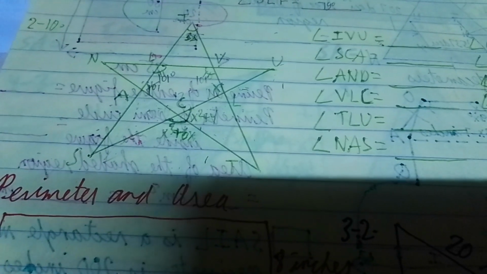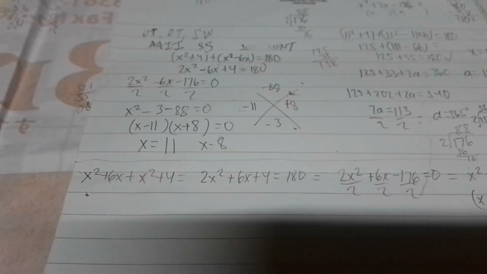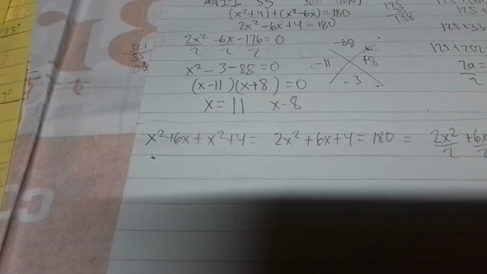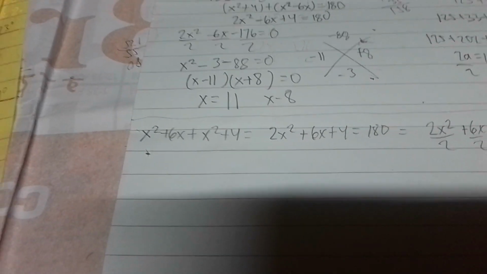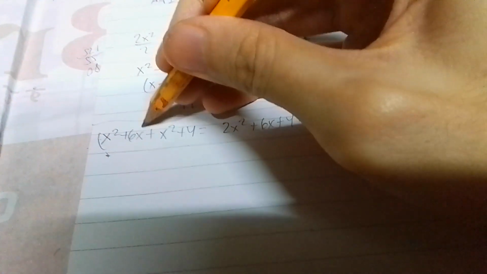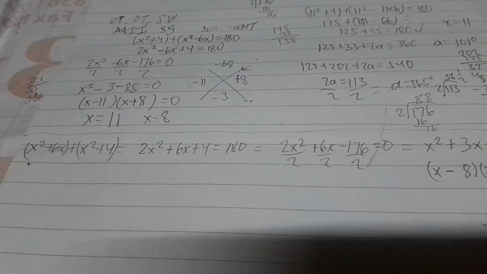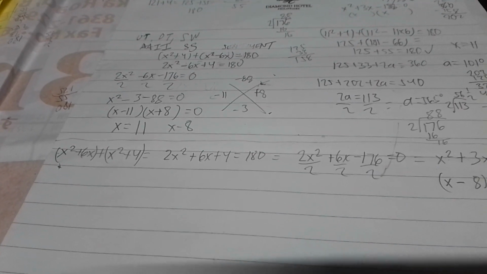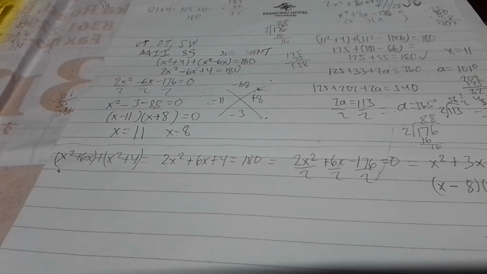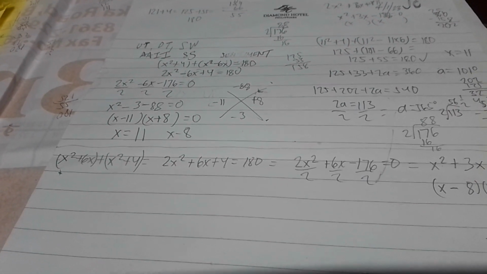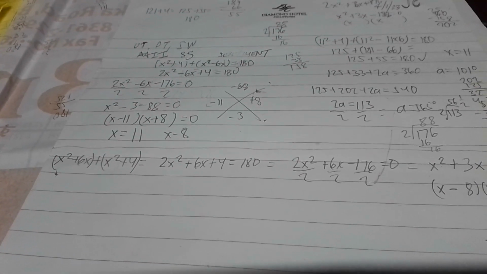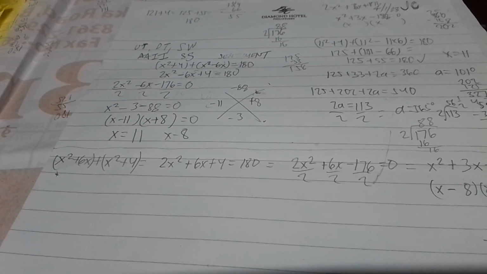Here's the solution that I did. First, we did x squared plus 6x, that is for angle A, and this one is for angle B. We did something like this at first, equals 180. Combining like terms, we combined the x squared into 2x squared, and then 6x plus 4 equals 180.